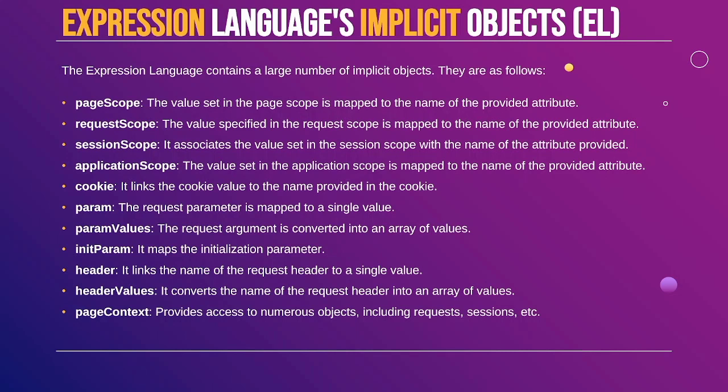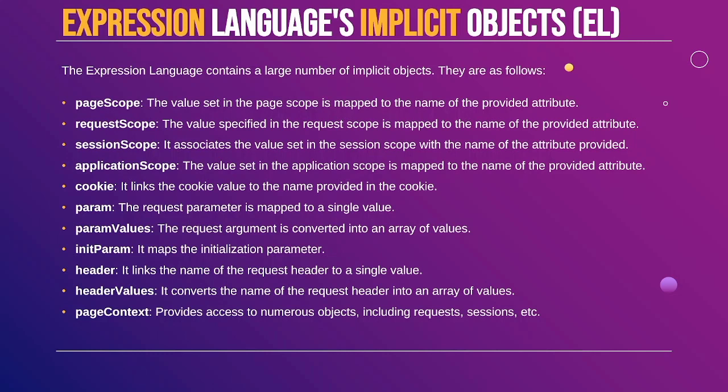It links the cookie value to the same name provided in the cookie. And we have param. The request parameter is mapped to a single value. We have param values. The request argument is converted into an array of values. Init param, it maps the initialization parameter. And the header, it links the name of the request header to a single value. And we have header values, it converts the name of the request header into an array of values. Page context provides access to numerous objects, including requests, sessions, and etc.